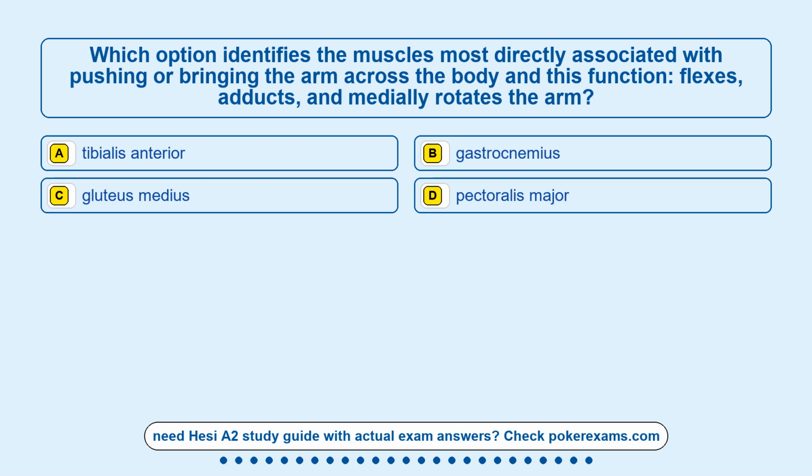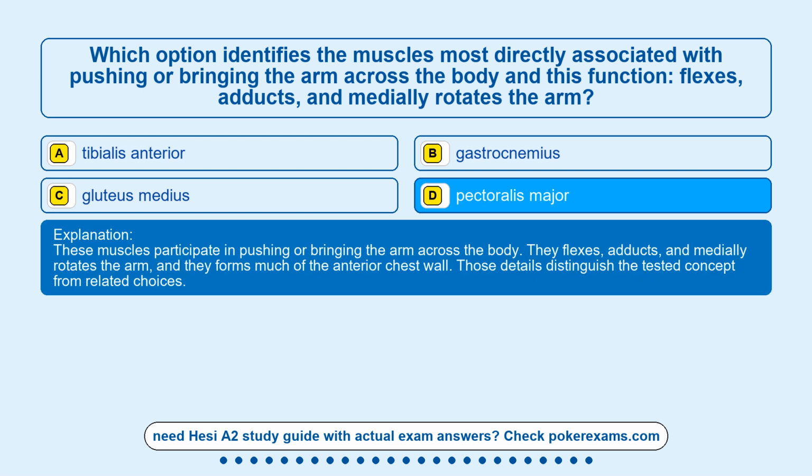Question 11. Which option identifies the muscles most directly associated with pushing or bringing the arm across the body in this function, flexes, adducts, and medially rotates the arm? Option A, tibialis anterior. Option B, gastrocnemius. Option C, gluteus medius. Option D, pectoralis major. The correct answer is option D, pectoralis major.